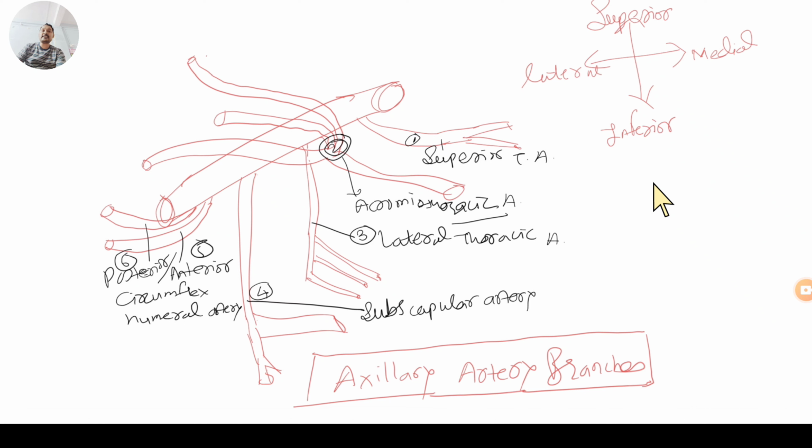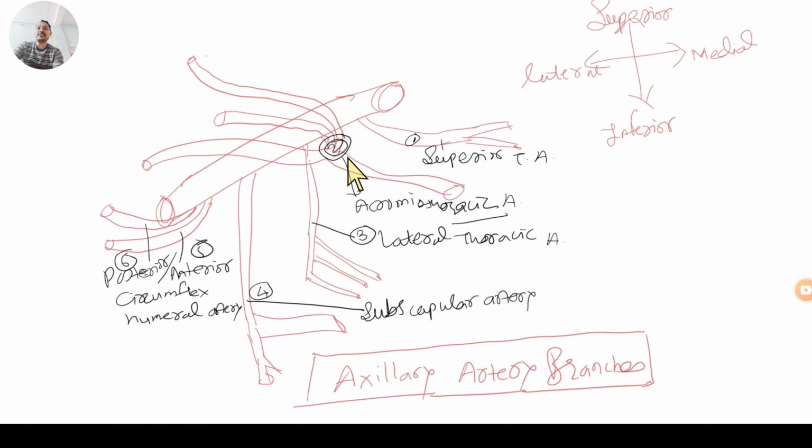Now this is again an important slide for the exam, because this will carry 2 or 3 marks depending on your exam. It may be asked as a brief or short answer: what are the branches, or enumerate the branches of the axillary artery. The first part gives only one branch, the superior thoracic artery. This is your first part.